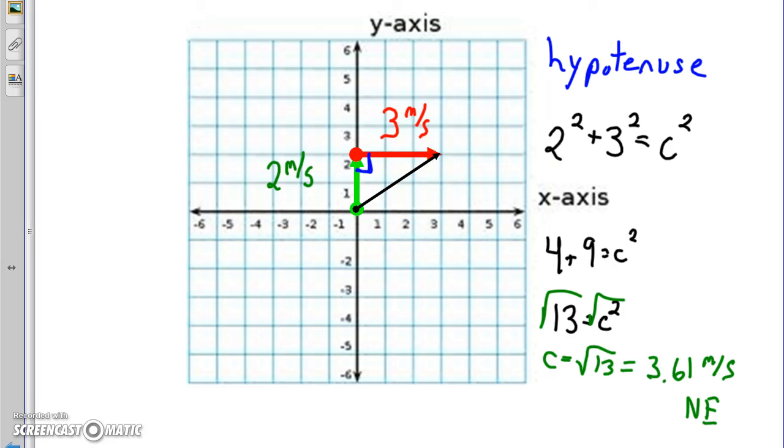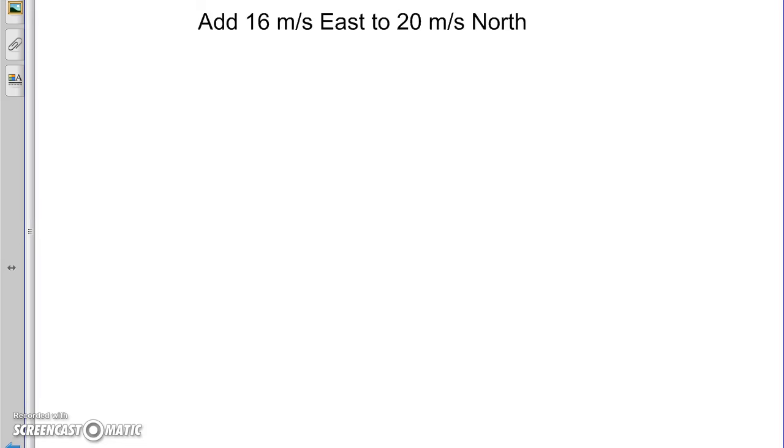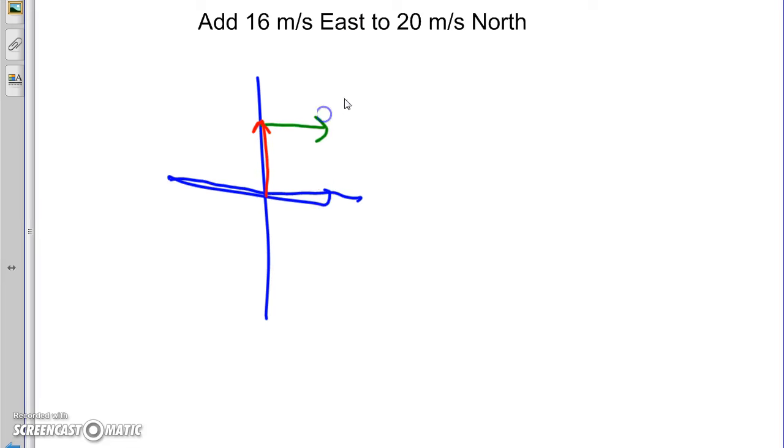All right, I think I got a couple examples I want to look at. For example, this one. Add 16 meters per second east to 20 meters per second north. Now, again, I want you to keep the picture in your mind, because I think that will help. But I'm not going to draw a really nice picture, as evident by my picture already. So 16 east is going to be like this, 16. Okay, 20 north is going to be 20 north. The point is that if we want to add these together graphically, it's going to look like this.